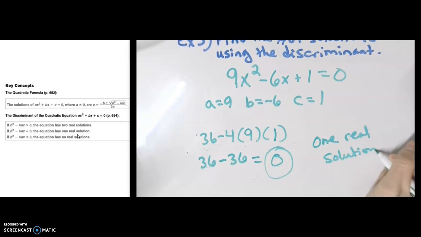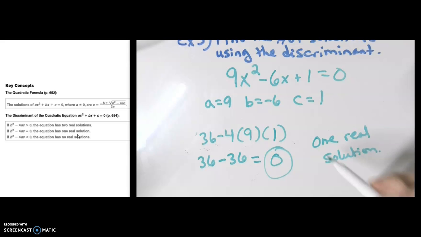Again, they want to know the number of solutions. Your answer is 1, 2, or none. Here we have one real solution as our answer.